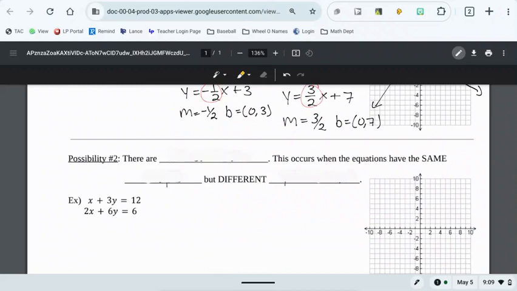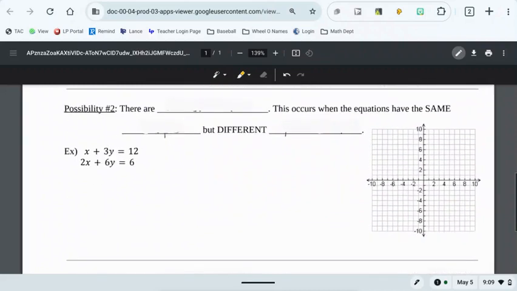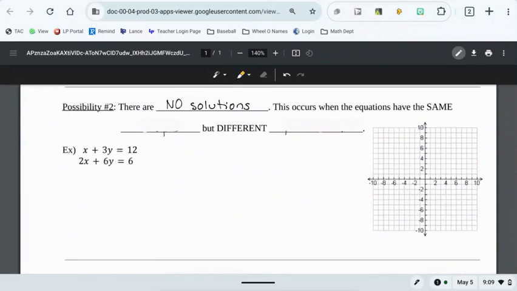Situation number two. So there are no solutions in this situation. No solutions. This occurs when the equations have the same slope, emphasize same slope, but different, you guessed it, y-intercepts.